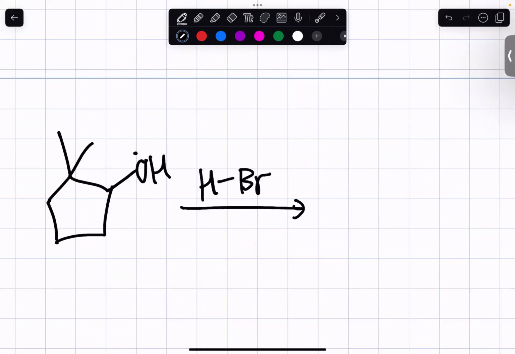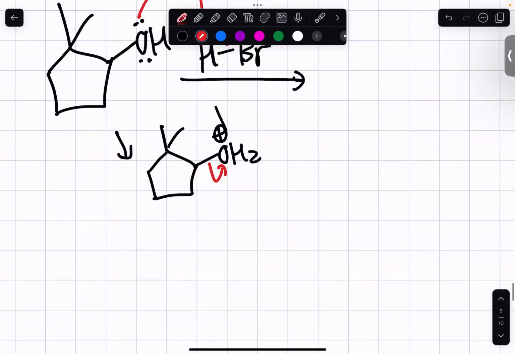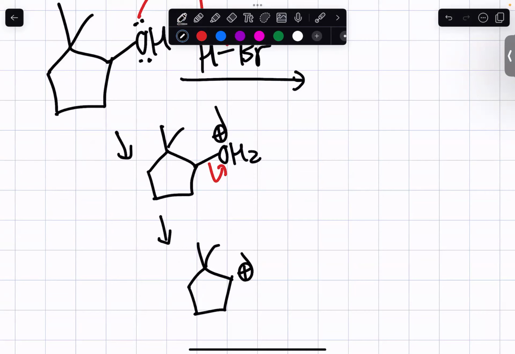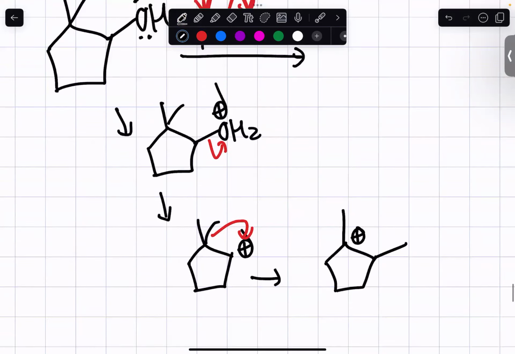Like, let's say we use OH, HBr. The same first step happens. Protonate the most basic atom, which is that oxygen. Convert that into a good leaving group, OH2 plus. That good leaving group leaves by itself to form the carbocation. We form the carbocation, so we look out for rearrangement. In this case, we do a methyl shift to make the more stable tertiary carbocation.